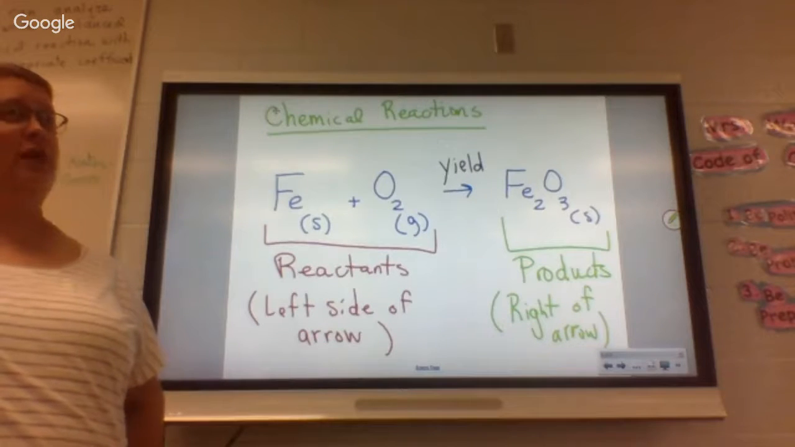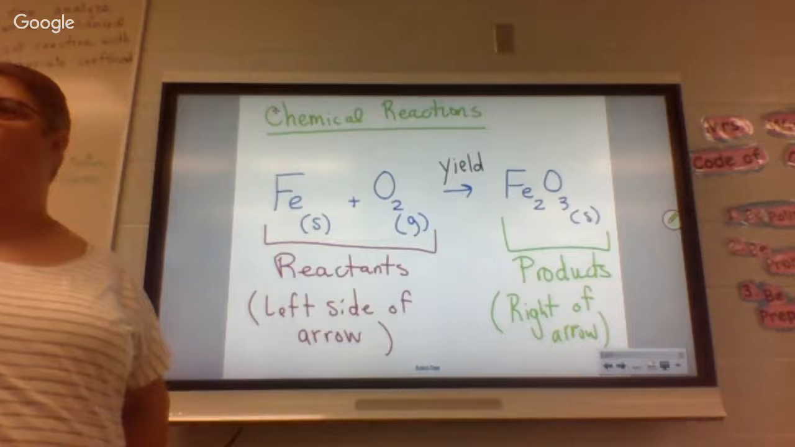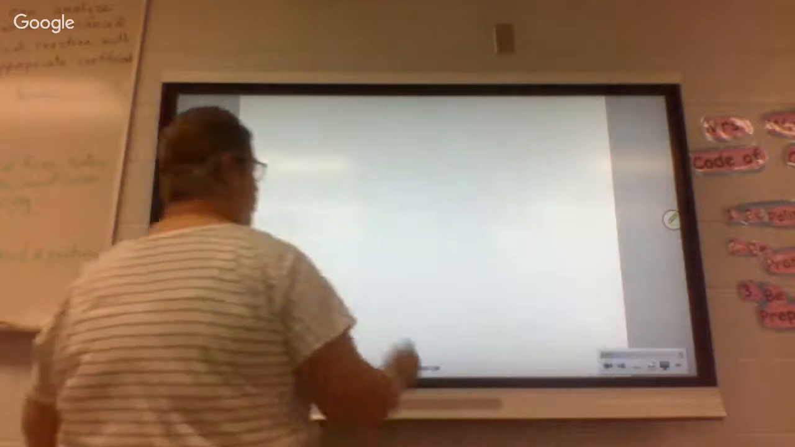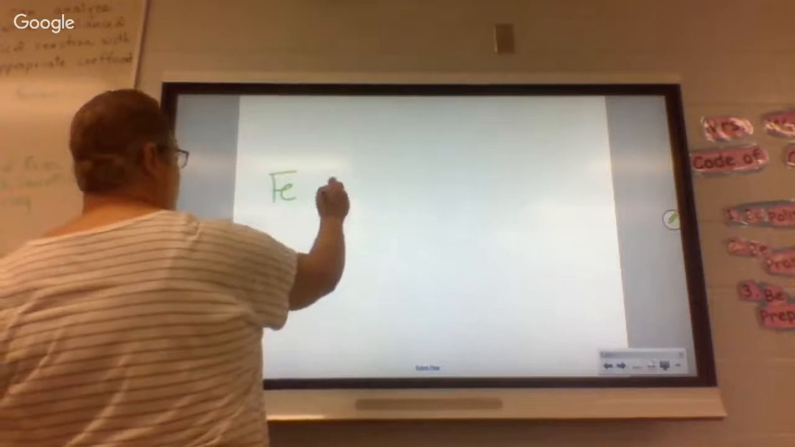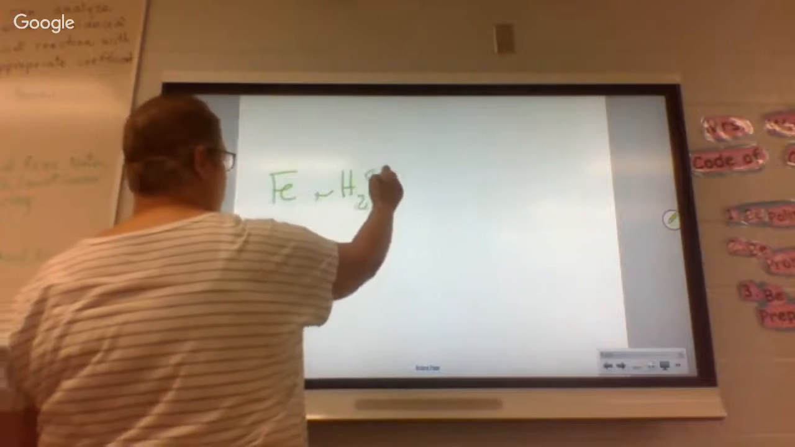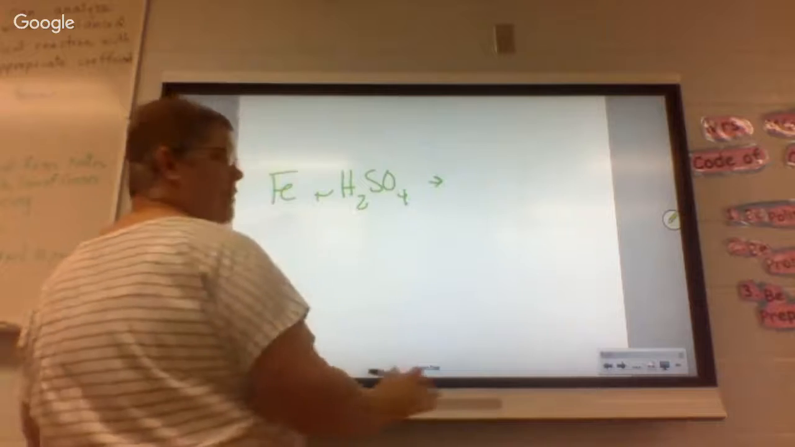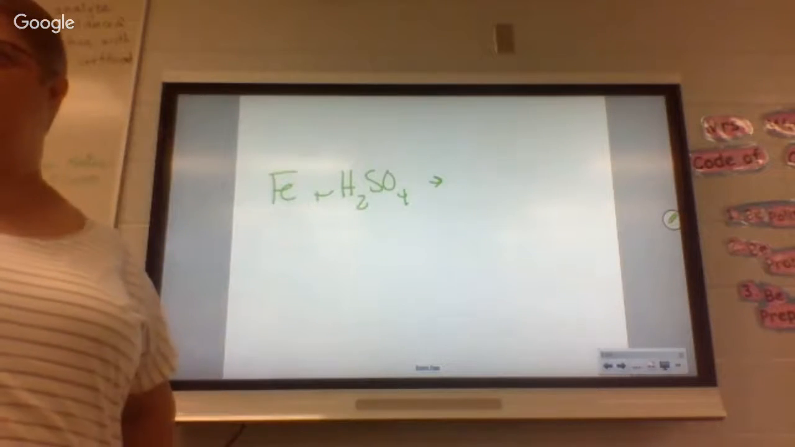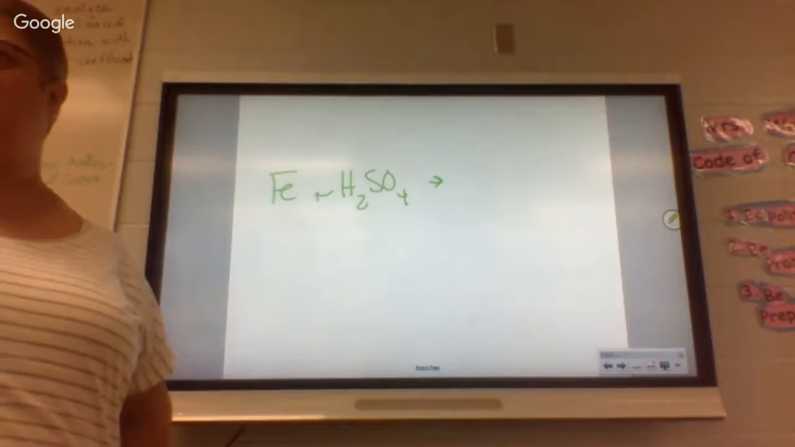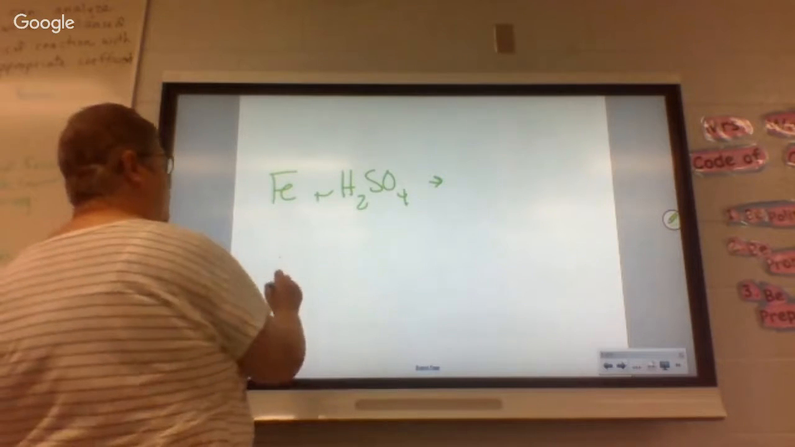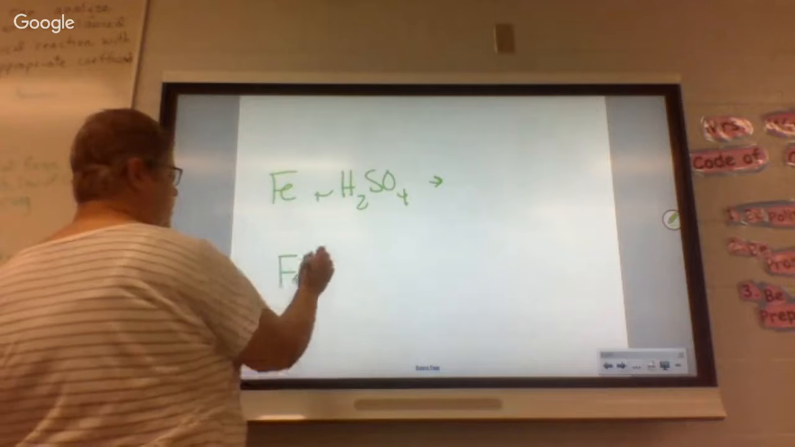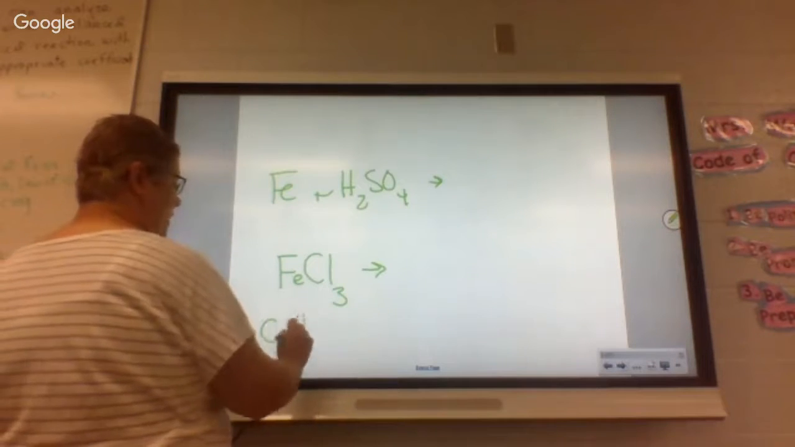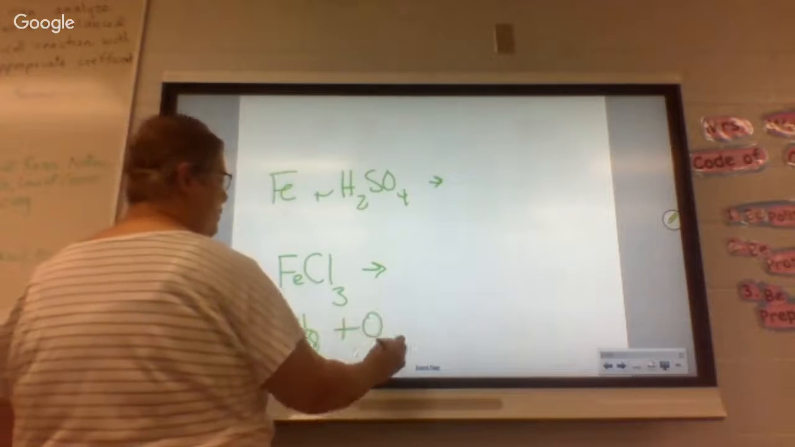Friday, we're doing a lab. Starting on Monday, I'm going to start taking things away. I'm going to write things like Fe plus H2SO4 with an arrow, and you're going to have to figure out what goes on the right, and then balance. You're going to have to predict the products. Or I'll give you something like FeCl3, or C3H8 plus O2.